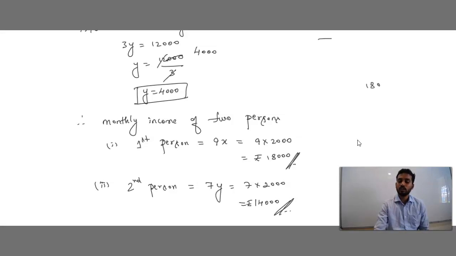For verification, 18,000 divided by 14,000: the zeros get cancelled, 2 9s are 18, 2 7s are 14, that is 9:7, correct? That is what is in the given problem. This is the verification. This is clear? Thank you.